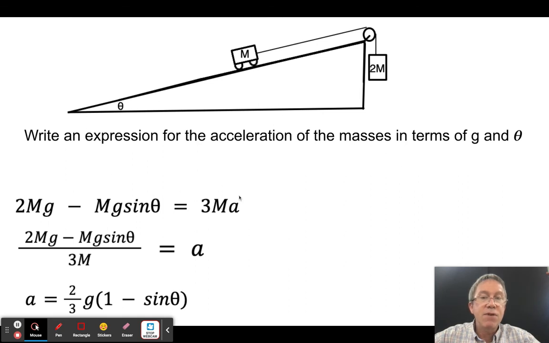Now I just have to solve this for a. So I'm just going to divide both sides by 3m. And then I'm just going to simplify it. That gives me 2/3. The m's all cancel out. And that leaves me with 1 minus sine theta. So I end up getting a is equal to 2/3 of gravity times 1 minus sine of theta. So it's a little bit less than g.